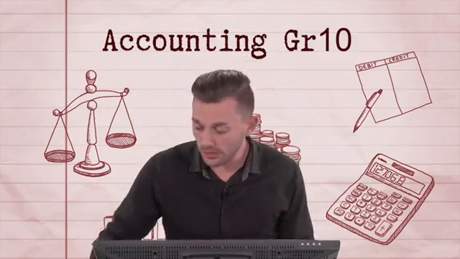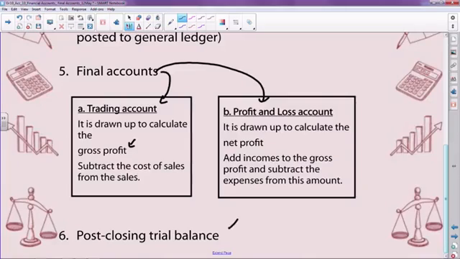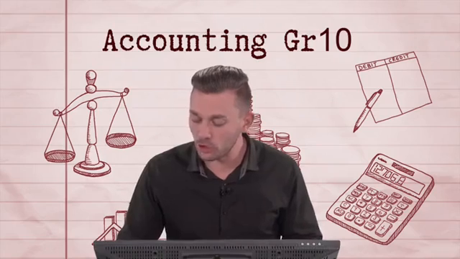But after these, we need to do a post-closing trial balance. After you've done all the closing transfers, you'll have a post-closing trial balance, and we'll look at that in the near future as well. But depreciation. Can you remember what depreciation is?